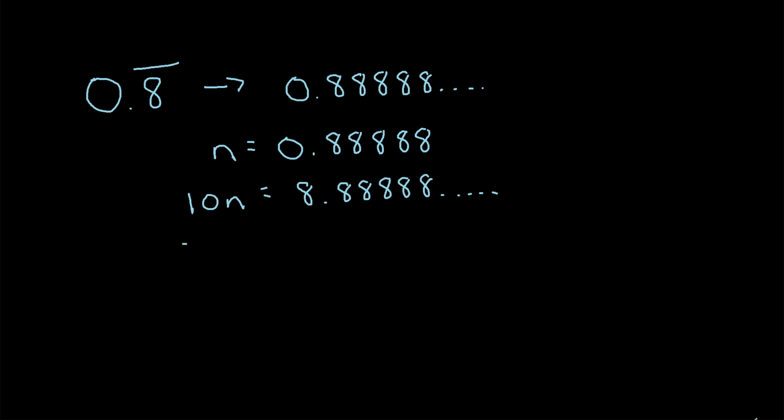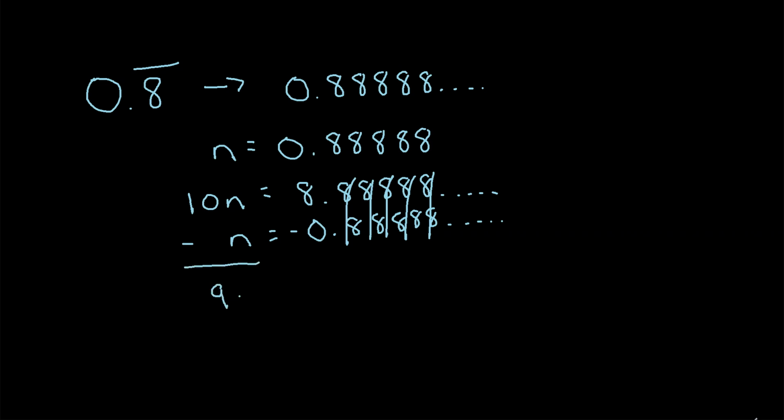Well, notice that if we subtract an n, and we said n is equal to 0.888, then on the right-hand side we would be subtracting 0.8888, on and on and on. When we perform this subtraction, all of these 8s would be subtracted away, and we would just be left with 8 minus 0. On the left-hand side, we have 10n minus 1n, so 10 minus 1 is just 9. So we have 9n is equal to 8 minus 0, so that's 8.